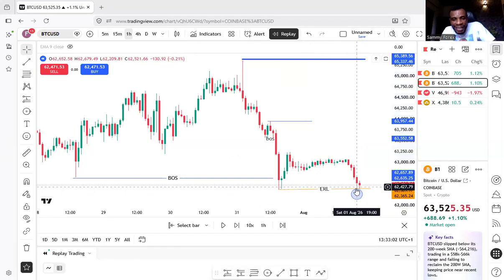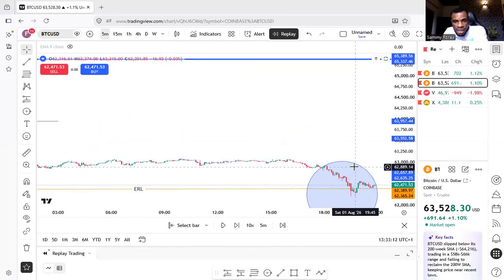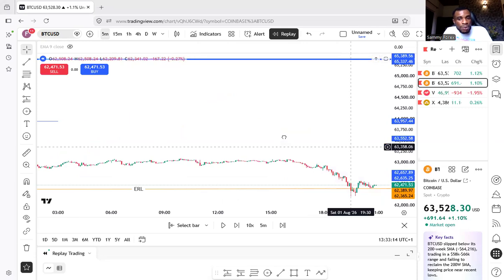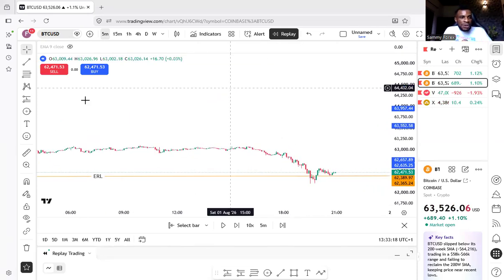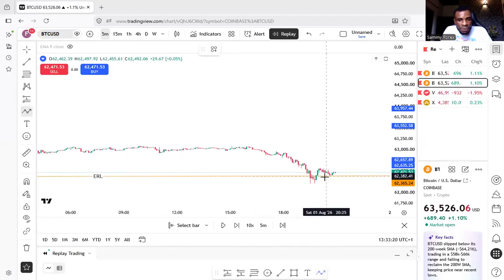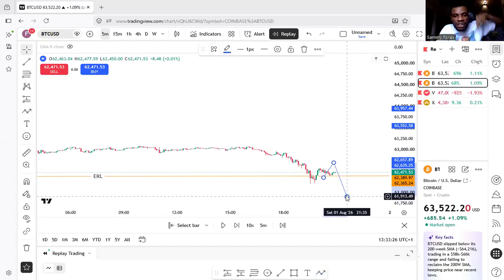Now, for me to buy along with the smart money after the liquidity sweep, I have to look for a change of character in my lower time frame. Now let's go to the lower time frame. After the sweep, this is the sweep. I will look for a change of character. Some people buy immediately, but I don't advise anybody to buy immediately, because if you buy immediately, sometimes the market later goes down.